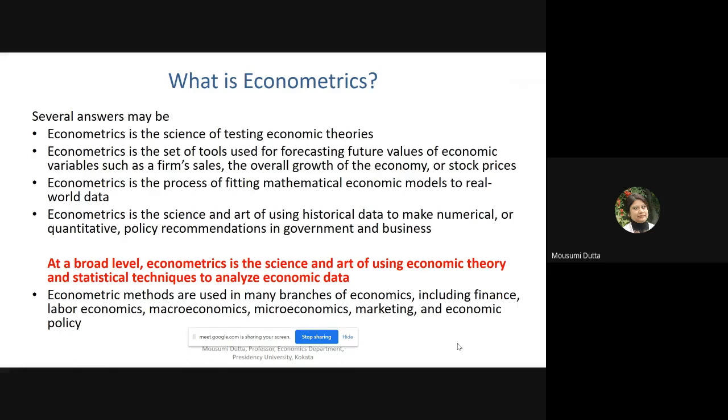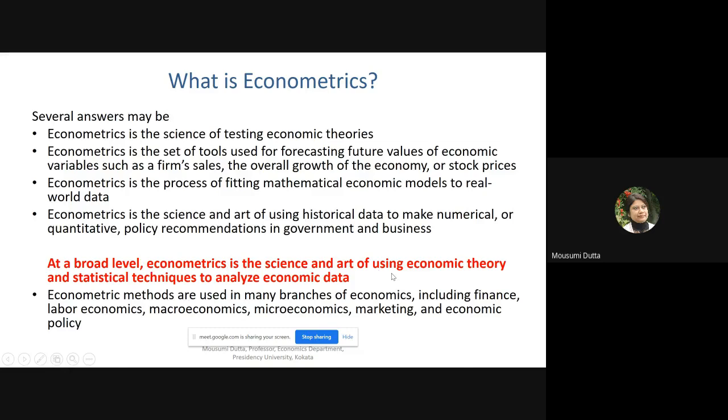Now to begin with, if I like to give some definition of econometrics, so at the broad level, econometrics is a science and art of using economic theory and statistical techniques to analyze the economic data. So I hope you are familiar with this kind of definition.